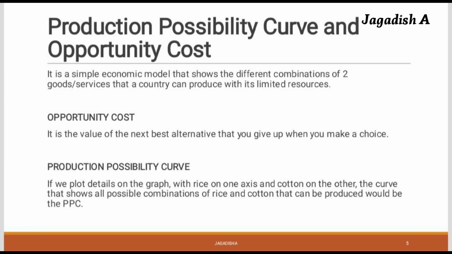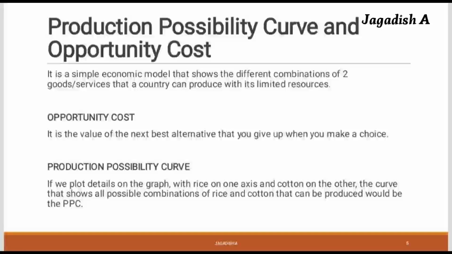PPC is a simple economic model that shows the different combination of two goods or services that a country can produce with its limited resources. It highlights the trade-offs and opportunity cost involved in production decision. Now, what is a trade-off? It is an act of giving up one thing in order to gain something else.